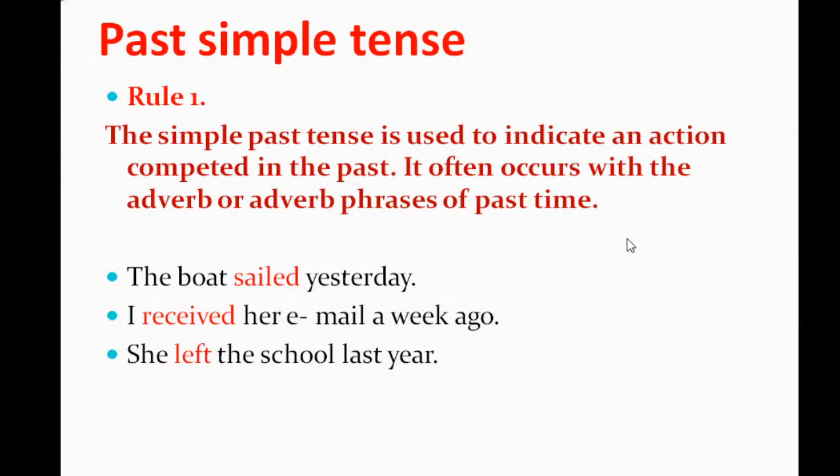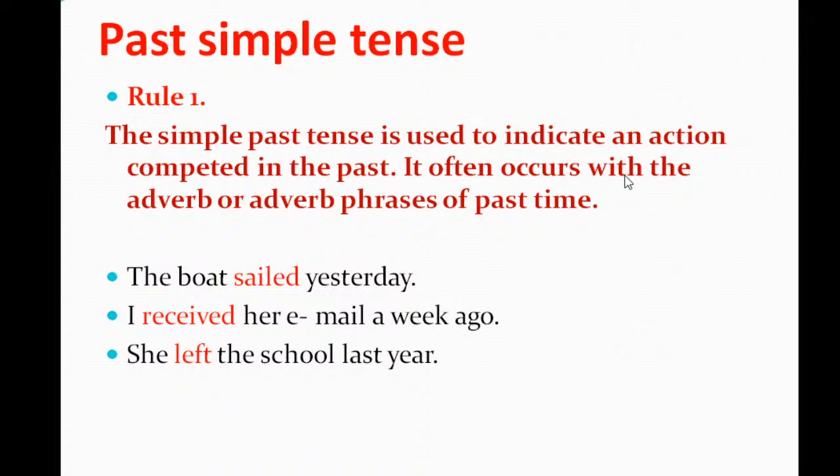So there are a few rules that we need to remember when talking about past simple tense. So what are these rules? Let us have a quick look at these rules and understand how it is used in our day-to-day communication. Rule number 1. The simple past tense is used to indicate an action completed in the past. It often occurs with the adverb or adverb phrase of past time. So it's indicating what? It is indicating an action.